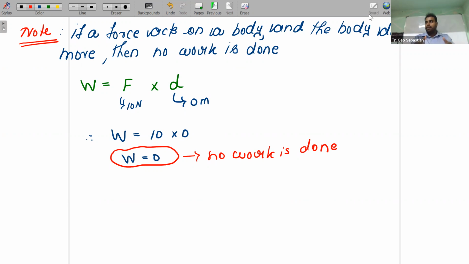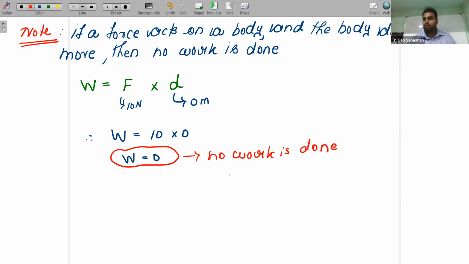So children, listen carefully. I'm taking a similar example. If a particular amount of force acts on a body and the body does not move with that force, pushing a wall is an example. If I apply a particular amount of force to a body and the body is not moving, then W is equal to F into d. That is our equation. F can have any value, 10 Newton, 20 Newton, but the distance is 0. Hence, 10 into 0, or force into 0, gives W is equal to 0. Hence, we can say that no work is done.